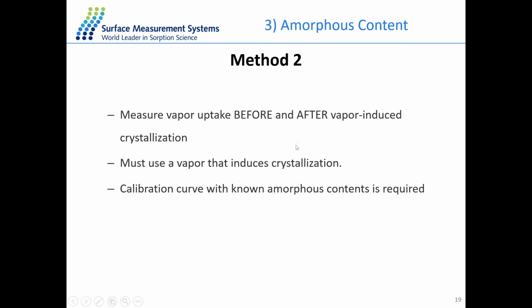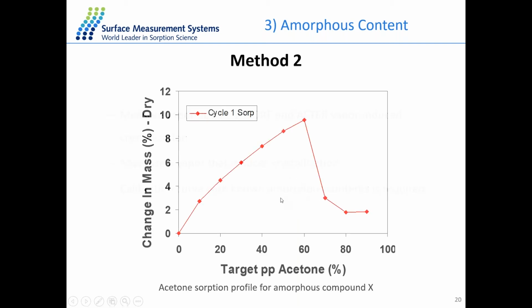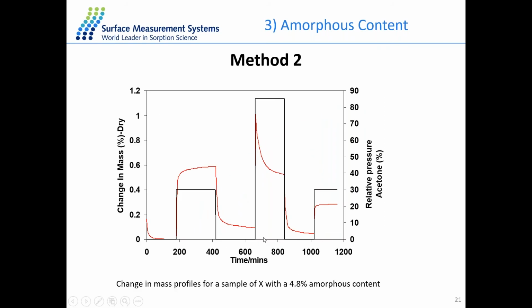And with this method, we must have a kind of standard material with the known amorphous content. And we also need to find a vapor that will induce the crystallization for the sample. So with the standard material here, we find acetone solvent at 60% RH will induce the crystallization for the sample. So this is the result with the standard material. And then we perform the experiment with our sample of interest.